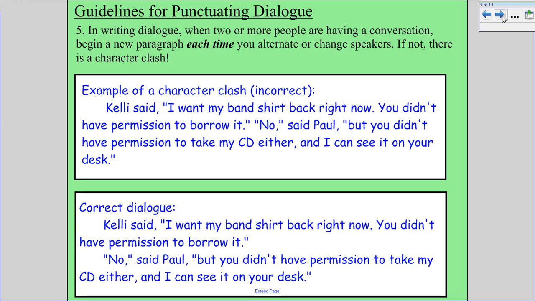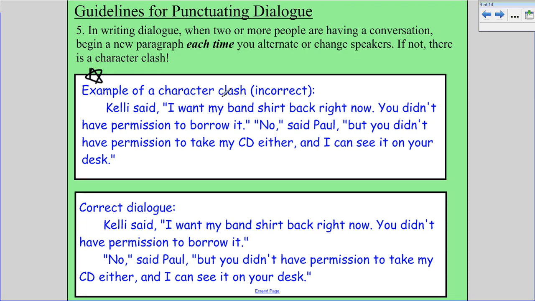All right, another guideline for punctuating dialogue is that when we write dialogue, you often have two or more people having a conversation. Therefore, to signal to the reader that a new person is speaking, you have to have a new paragraph. If not, we could call this a character clash. So here you're going to see an example of a character clash.